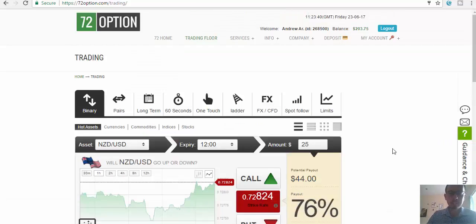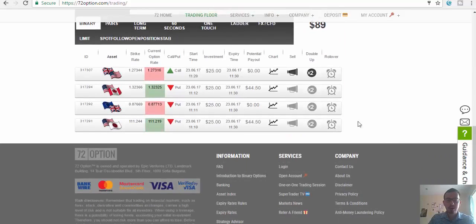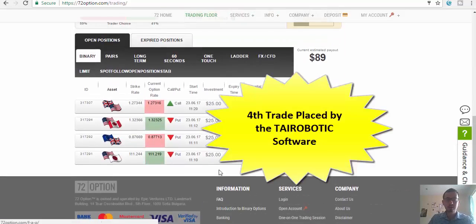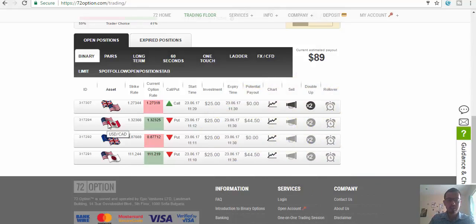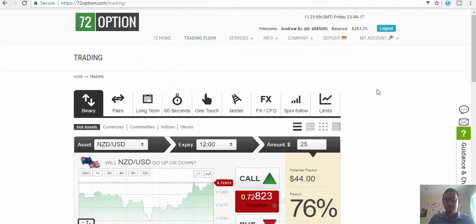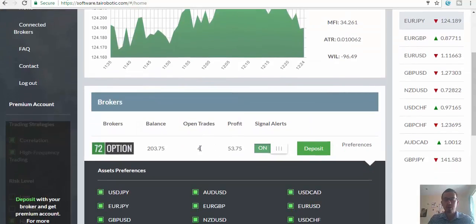What's up, guys? I'm back, but the trades are not expired yet. There was one more trade placed by the auto trader itself. So here we go, now we have 4 trades: a GBP USD, USD CAD, Euro GBP, and the USD JPY. My initial balance now is 203.75 because there are 4 open trades at $25 each.